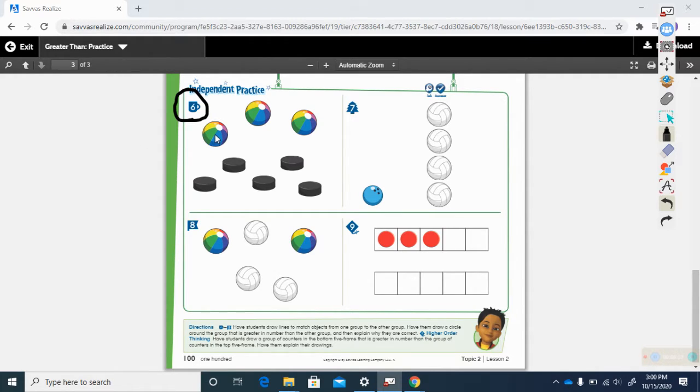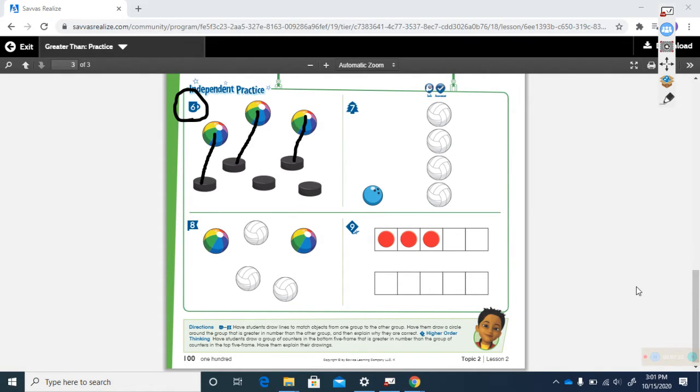Ready? We're going to draw a line from this beach ball to this hockey puck. We're going to draw a line from this beach ball to this hockey puck and from this beach ball to this hockey puck. Which group has more left over? Whichever group has more left over, you need to draw a circle around that group. Make sure you draw a circle around that.